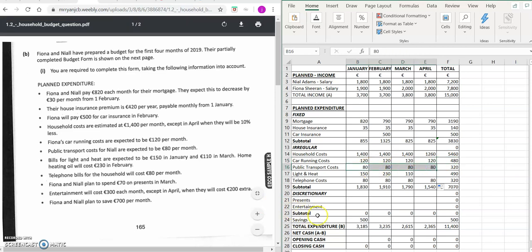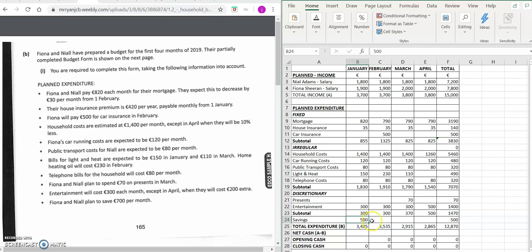Presents then, we have 70 in March. So just going to put 70 in March and add up your total. Entertainment then, it's going to be 300 per month, and there'll be an extra 200 in April. So we're going to add 300 and 200 to get the extra amount. So that's going to be your subtotals then for each one. Just going to add them up, down and around.